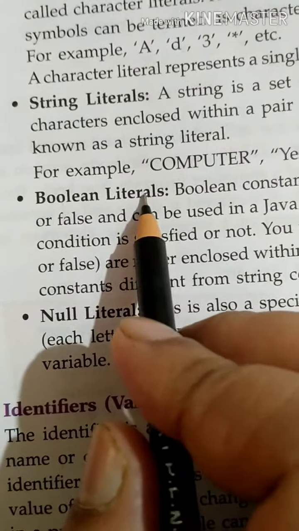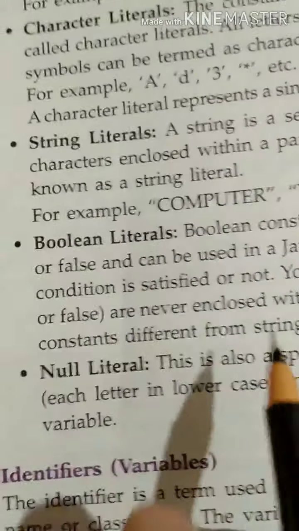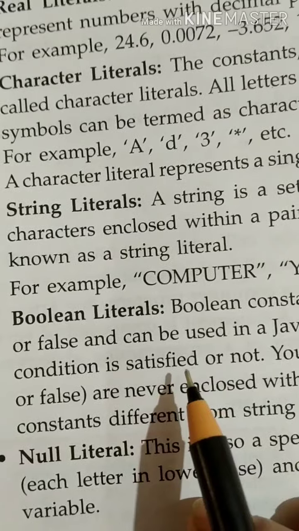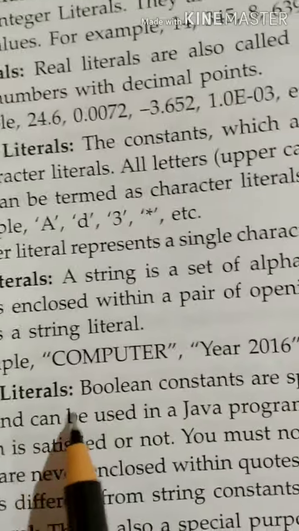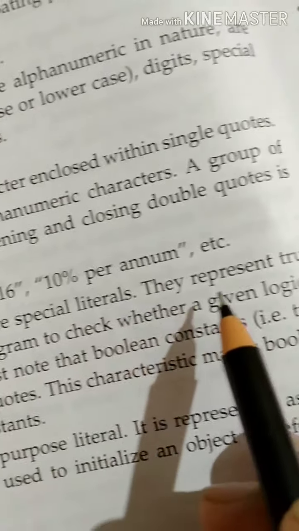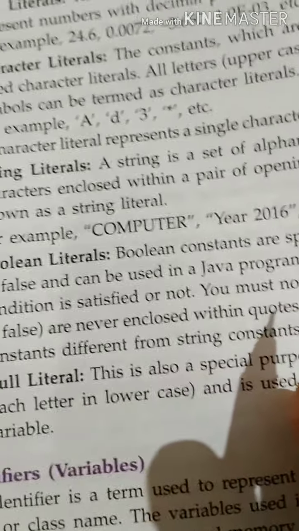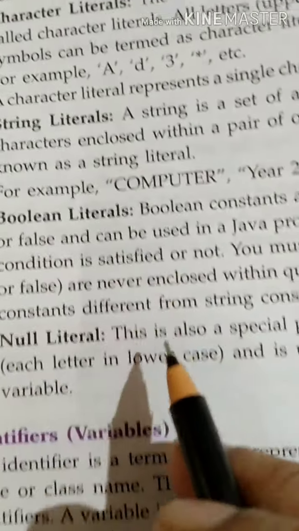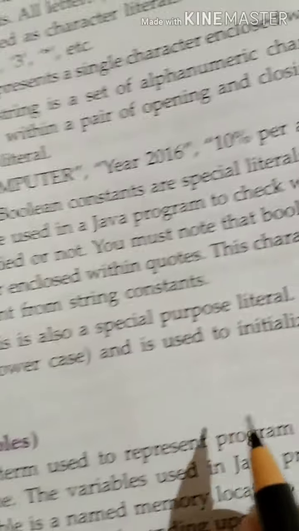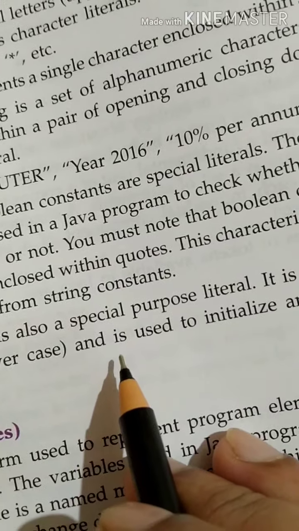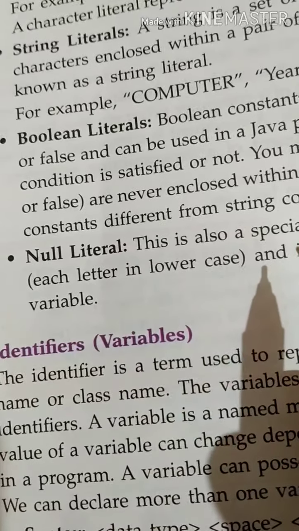Okay, Boolean literals will display either true or false. It displays only two things. A Boolean value may be either true or false. Okay, so Boolean constants are special literals. They represent true or false and can be used in a Java program. Okay, in so many fields we use Boolean literals. Okay, null literal means no value. It is a special purpose literal, presented as null. Each letter is lowercase and it is used to initialize an object or reference variable. Okay, means no value, zero, vacuum.